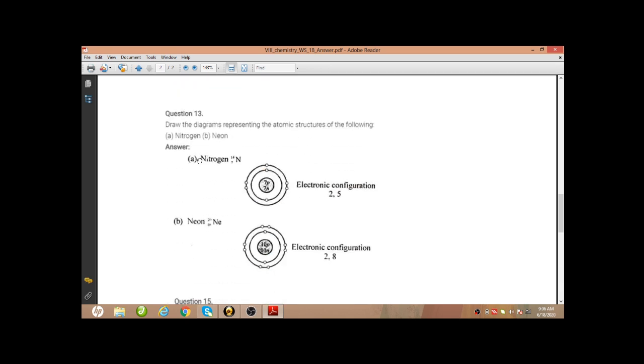Next, here we have to draw the diagrams representing the atomic structure of the following. Nitrogen, it's 14, 7. In the first shell 2 electrons, in the second shell 5 electrons, so electronic configuration will be 2, 5. 7 protons, 7 neutrons. For neon, we already did it in the previous question. So it's 10, 10, number of protons, neutrons, and electrons also. So electronic configuration will be 2, 8. In the first shell 2 electrons, in the second shell 8 electrons.